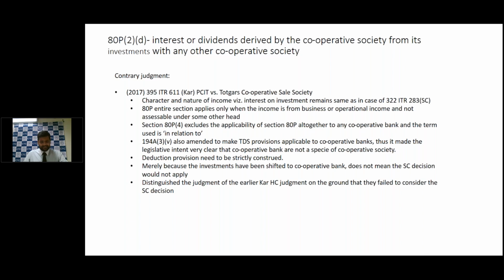If we see the history of this case, the history of the assessee Totagar Cooperative Sales Society, this society is primarily engaged in two activities. One is providing credit facility to its members, and two, marketing of agricultural produce of its members. The case before the Supreme Court was that they had certain idle funds, which were a liability of the society payable to the members in respect of the agricultural produce, invested somewhere, and they had received the interest income.